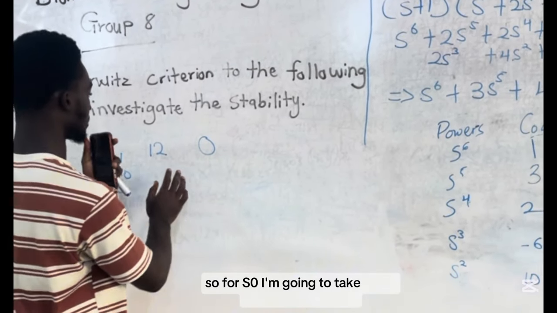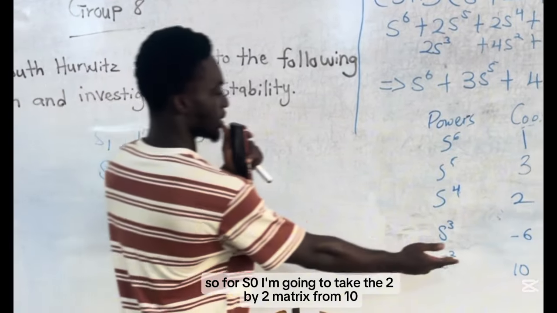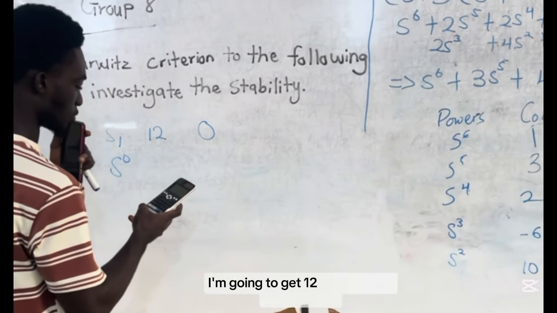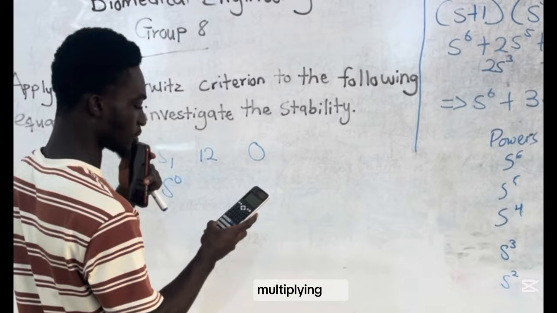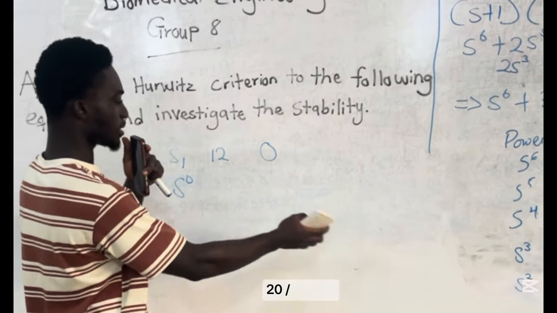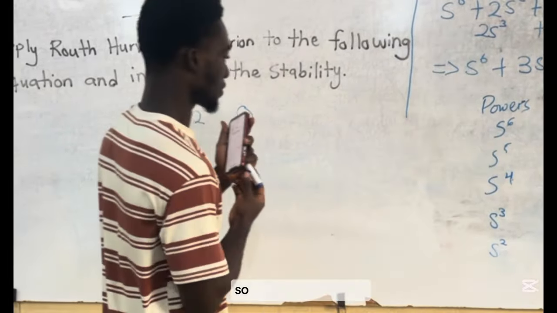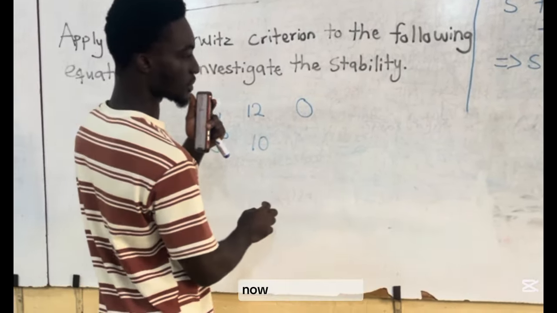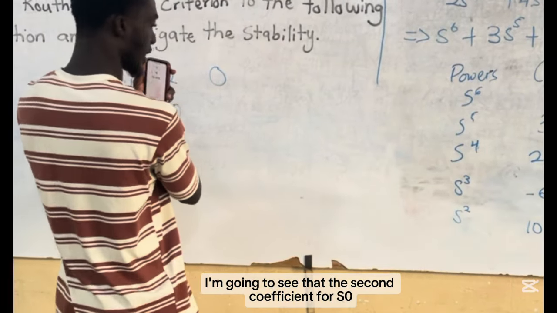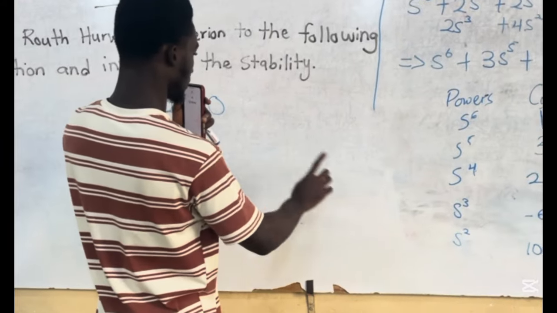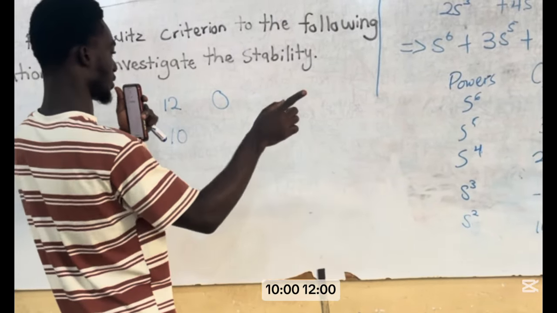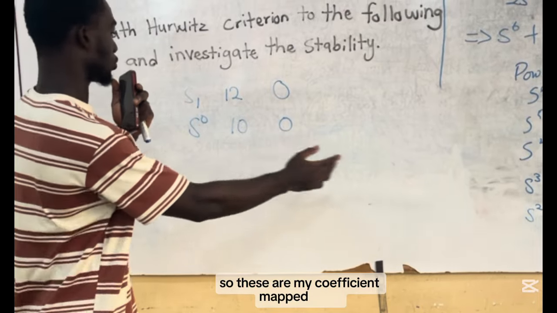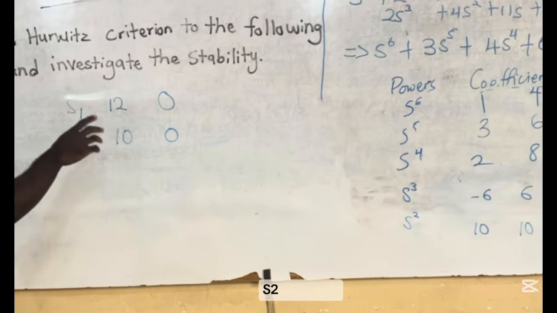Now I move to S0. For S0, I'm going to take the 2 by 2 matrix from 10, 10, 12, and 0. Finding the determinant for that, I'm going to get 12 multiplying 10 minus 0 multiplying 10, which is 120. So 120 divided by 12 is 10. So I'm going to get 10 for the first coefficient for S0. Now, by observation, the second coefficient for S0, from the 2 by 2 matrix 10, 0, 12, 0, I'm going to get 0. So these are my coefficients mapped to S6, S5, S4, S3, S2, S1, and S0.